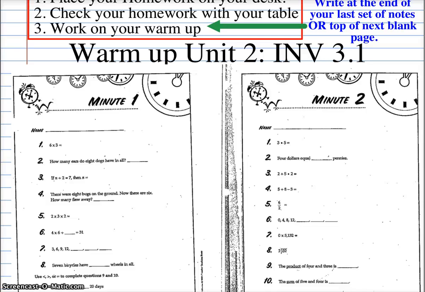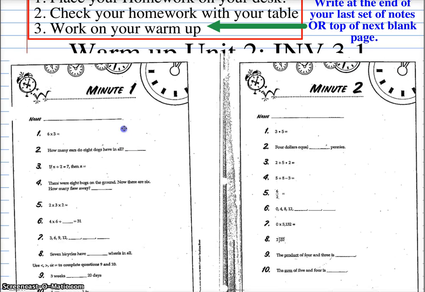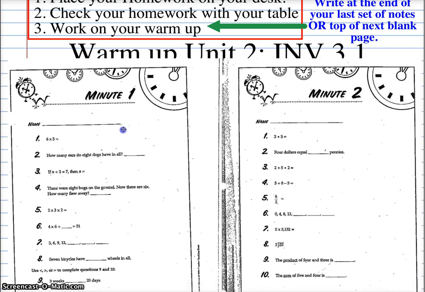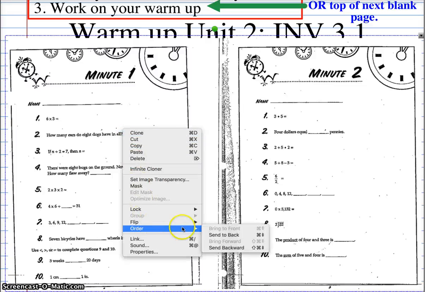Okay, so today is Unit 2, Investigation 3, multiplying integers. So your warm-up is on the board here, Math Minute 1 and Math Minute 2. There are 10 questions for each minute. Sorry, I think the first one doesn't have 10. Yeah, 10 questions for each minute. They should be on the back of your study guide.